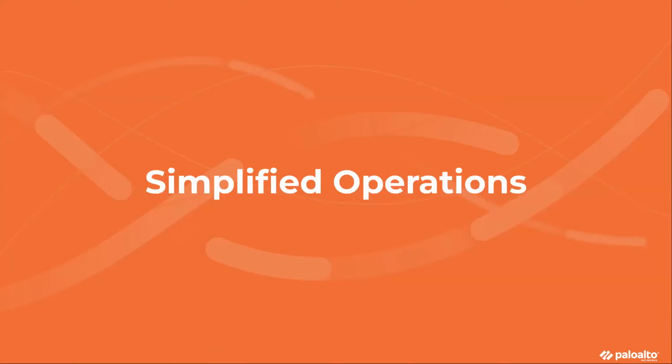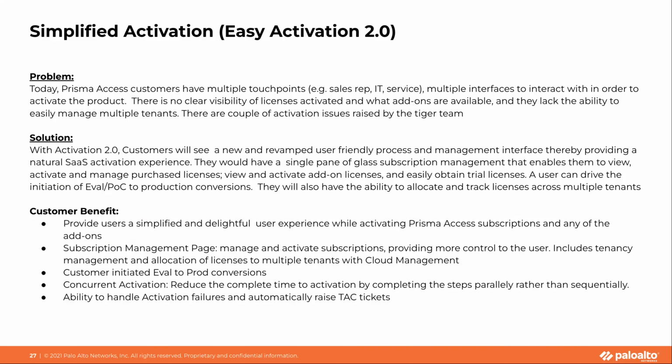That's all that I had as part of the security services. I'm going to spend some time on simplified operations, and then we can handle any questions that are out there. We're going to talk about simplified activation. This is the best way to enable and activate Prisma Access services from a single dashboard.